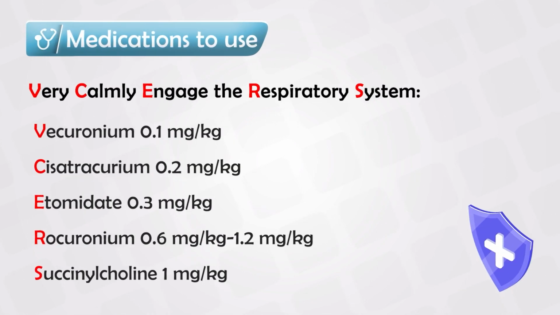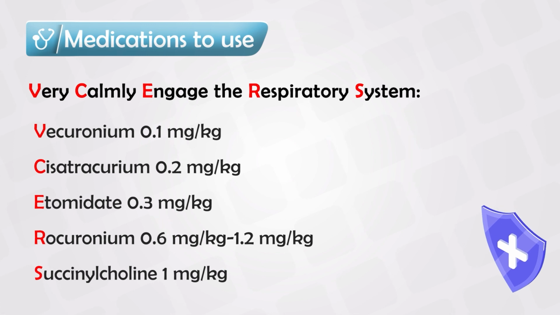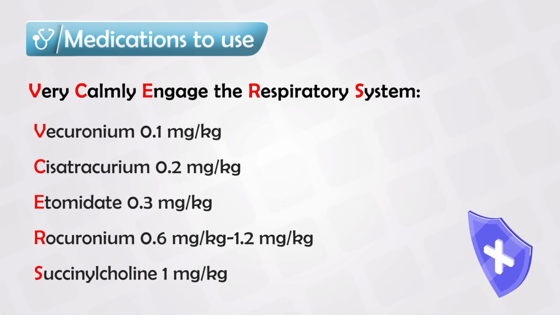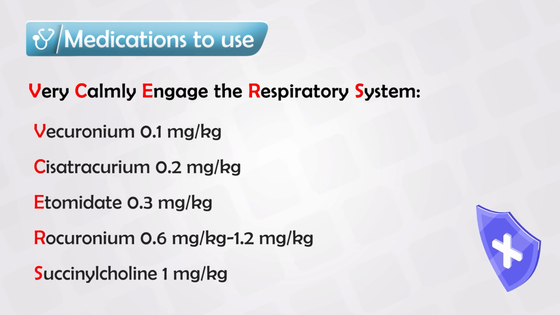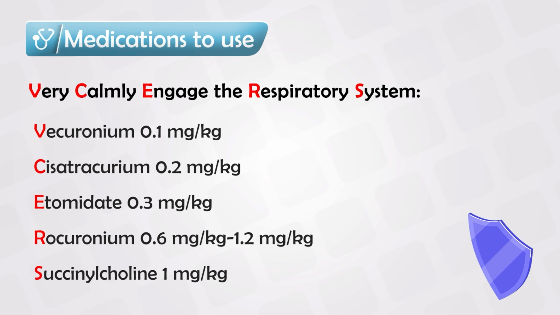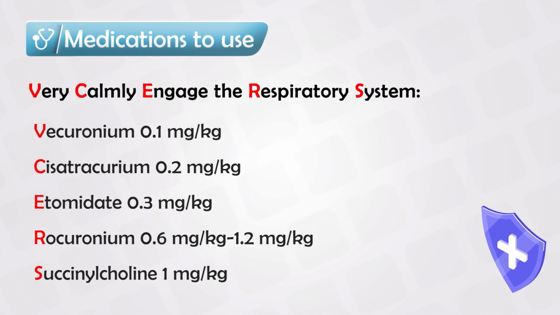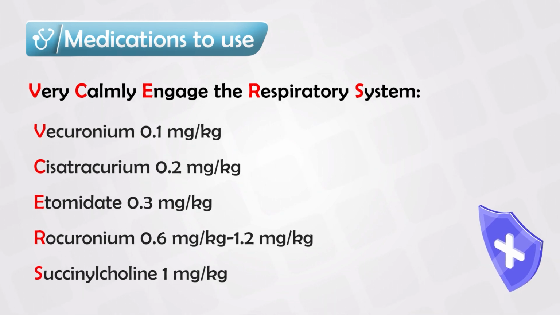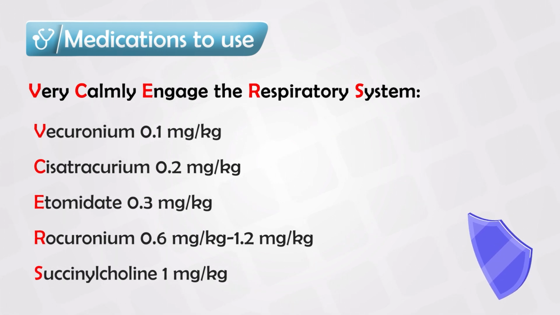To remember the medications that are used, remember to very calmly engage the respiratory system. Vecuronium is important, and this is a muscle relaxant that relaxes the diaphragm and the chest and hands over the ventilation process to the ventilator machine. Cisatracurium, which is another muscle relaxant. Etomidate, which is a short-acting anesthetic agent, and this helps put the patient to sleep.